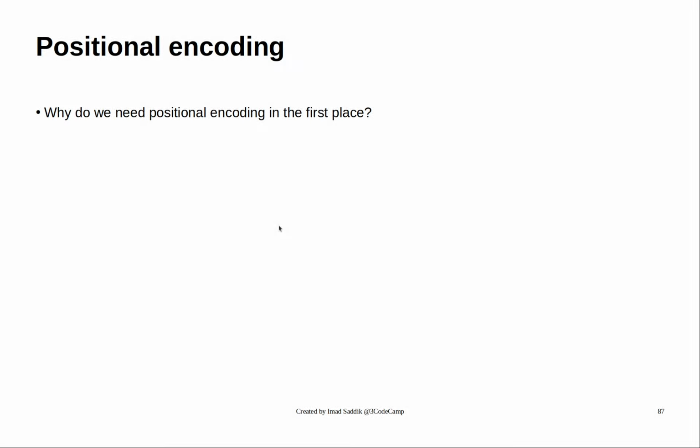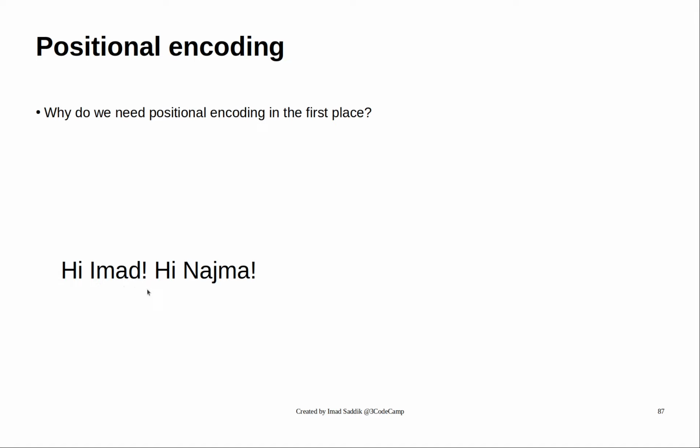Hi everyone! In this video, we will compare different ways to tell a transformer model where each word appears in a sentence. This is called positional encoding. Why do we need positional encoding at all? Let's look at an example.